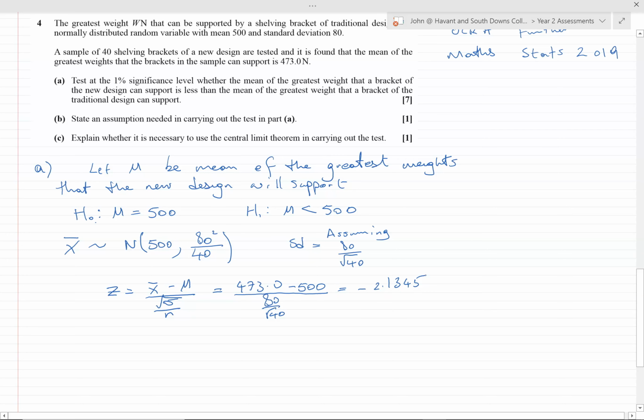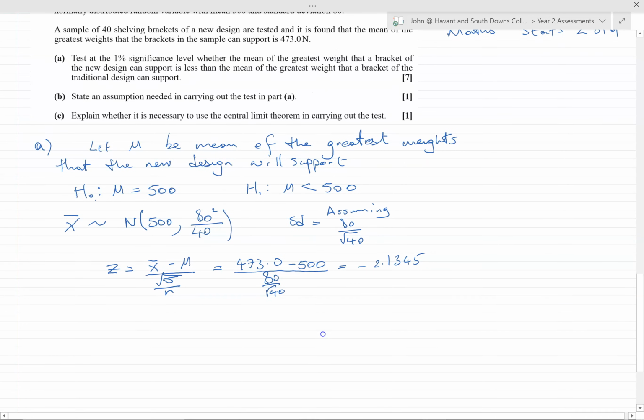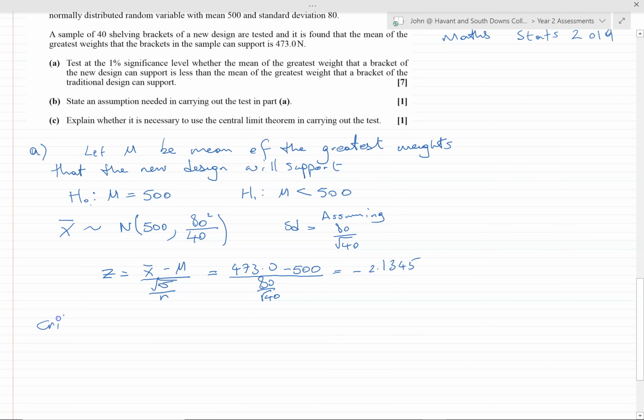Right, now the critical value, and you can get this from the formula book, or you can use a calculator to find it, but the critical value at 1% for Z, that's one-tailed, for Z is minus 2.326. Okay, minus 2.326.